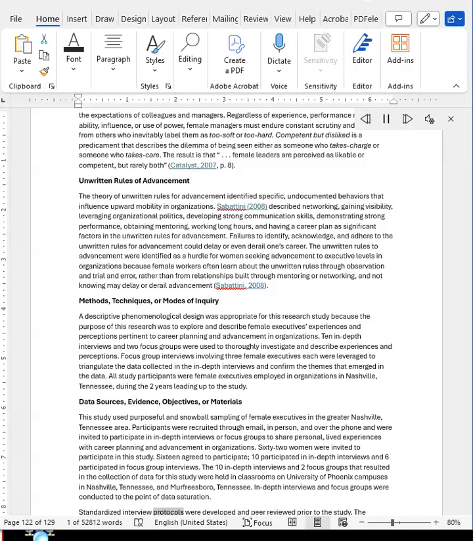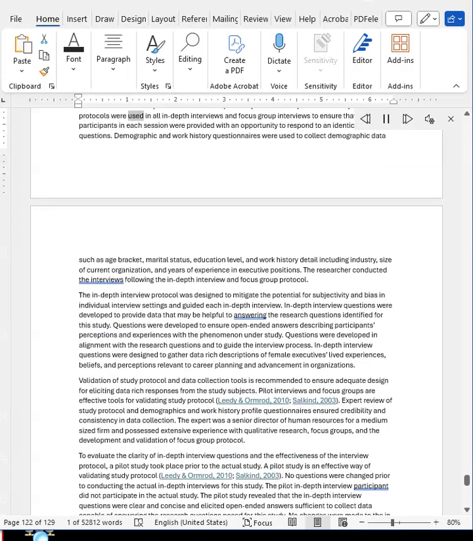Standardized interview protocols were developed and peer-reviewed prior to the study. The protocols were used in all in-depth interviews and focus group interviews to ensure that study participants in each session were provided with an opportunity to respond to an identical set of questions. Demographic and work history questionnaires were used to collect demographic data such as age bracket, marital status, education level, and work history detail including industry, size of current organization, and years of experience in executive positions.